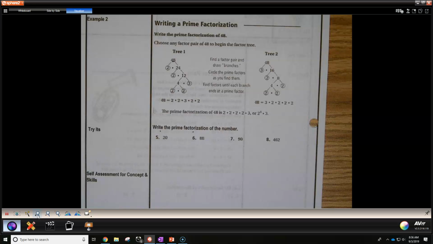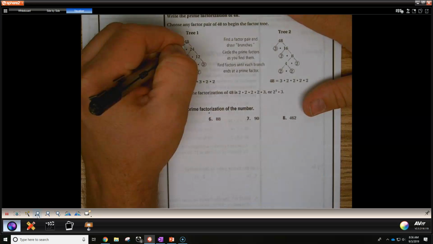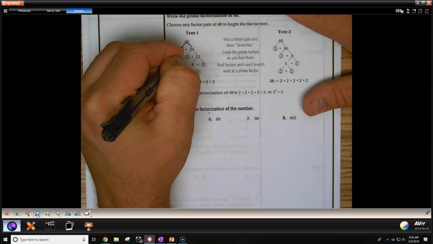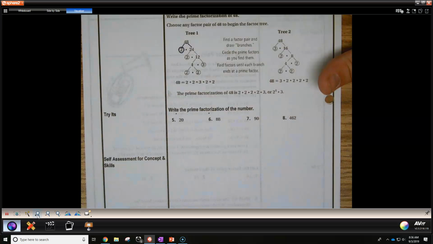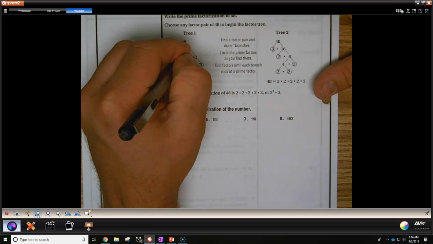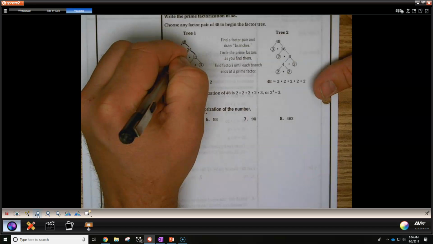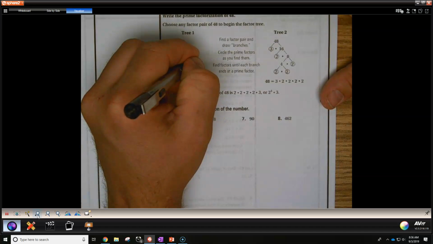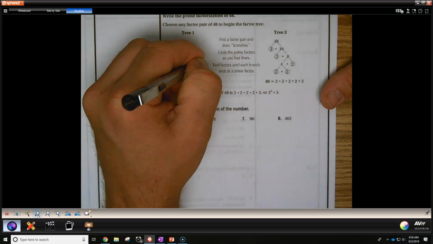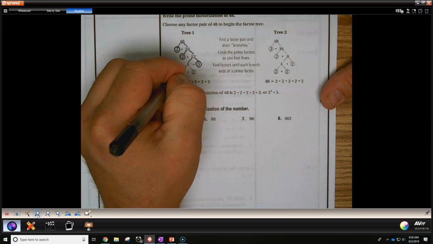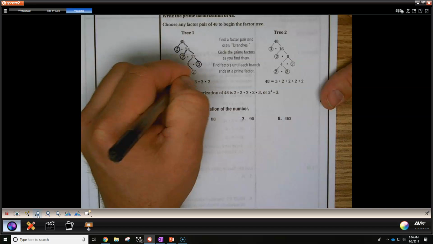So, if we look at tree 1, they did 2 times 24. When you get to a prime number, circle it. 24 is composite, so they broke it up into 2 and 12. 12, they broke into 4 times 3. 3 is prime. 4 is composite. They broke it into 2 times 2.